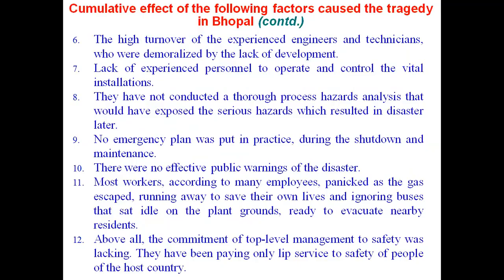Number eight, they have not conducted a thorough process hazard analysis that would have exposed the serious hazards which resulted in disaster later. Number nine, no emergency plan was put in practice during the shutdown and maintenance. Number ten, there were no effective public warnings of the disaster. Number eleven, most workers, according to many employees, panicked as the gas escaped, running away to save their own lives and ignoring buses that sat idle on the plant grounds, ready to evacuate nearby residents.